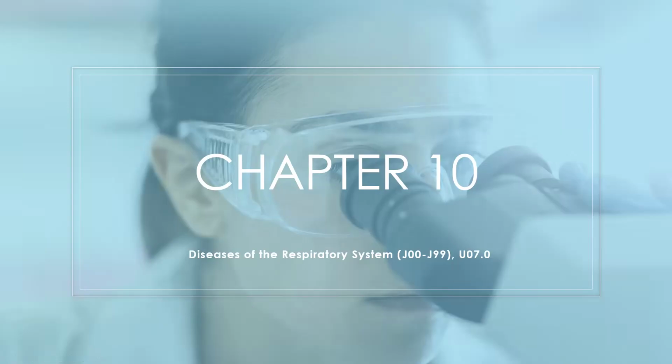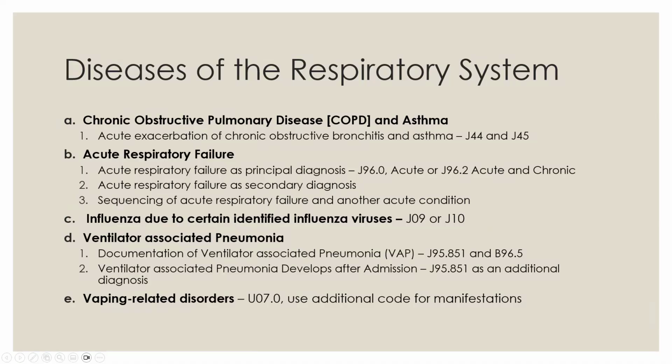Next up is Chapter 10, Diseases of the Respiratory System, codes J00 through J99 and U07.0. First up, we have chronic obstructive pulmonary disease, or COPD, and asthma. Number 1, acute exacerbation of chronic obstructive bronchitis and asthma. The codes in categories J44 and J45 distinguish between uncomplicated cases and those in acute exacerbation.